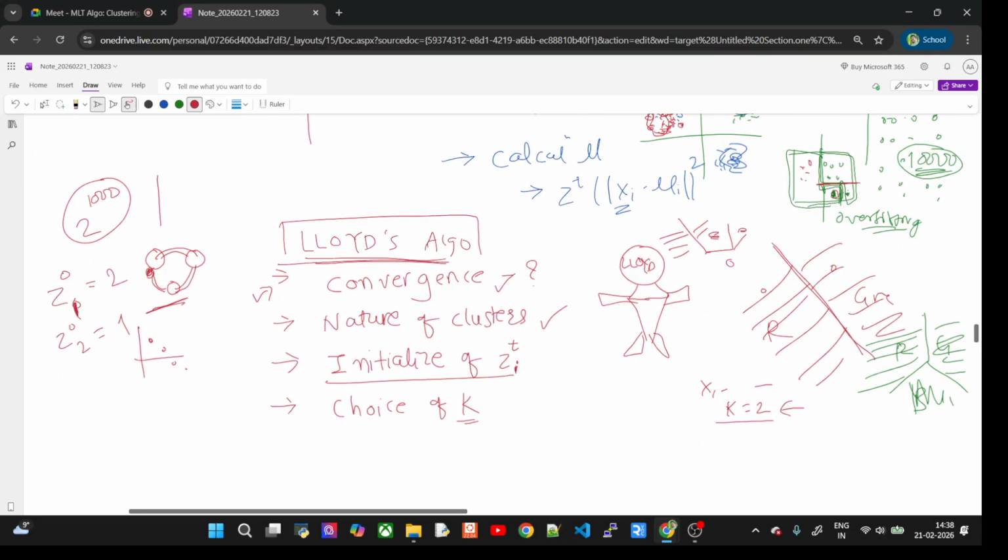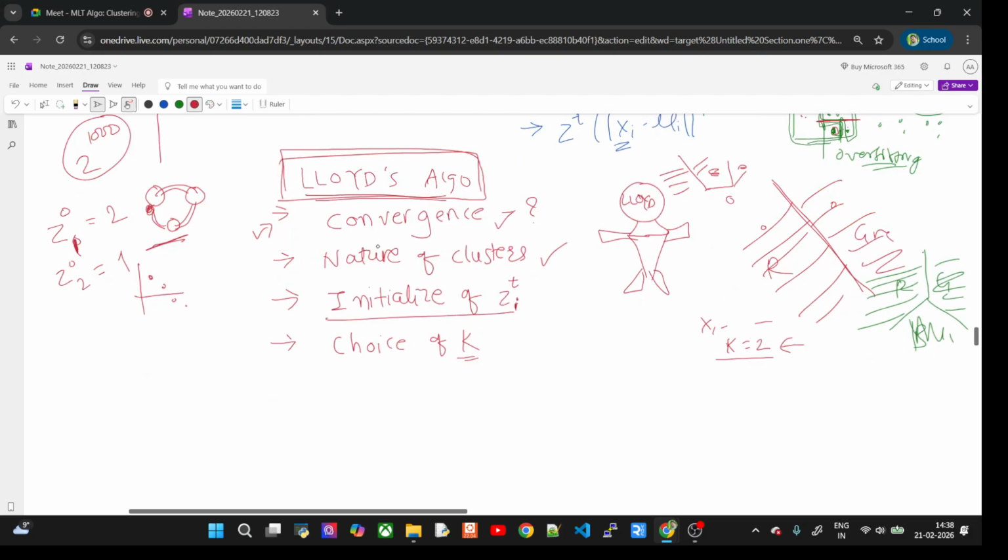But just the first point, because we have anyway finalized that Lloyd's algorithm is converging. Lloyd's algorithm converges, that is the fact. You need not derive once again or decide whether it is converging or not. You should not suspect whether Lloyd's algorithm is converging or not. So I'm directly giving you the answer that Lloyd's algorithm converges. That's all.